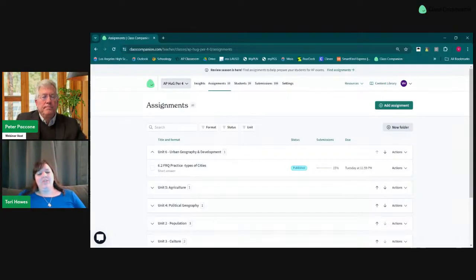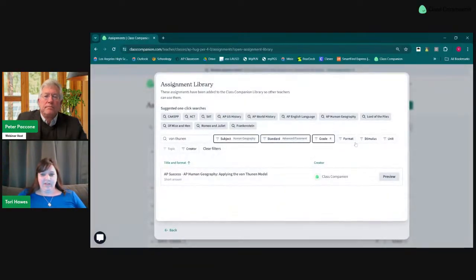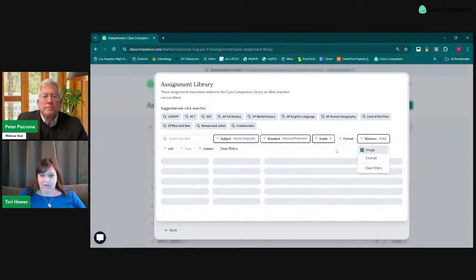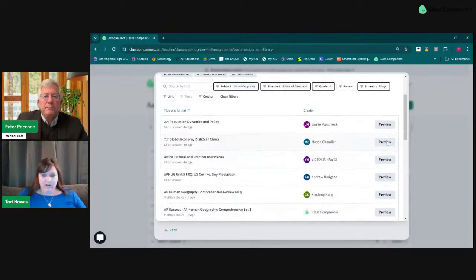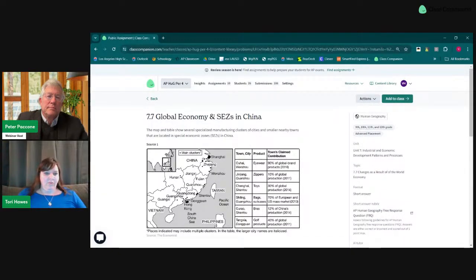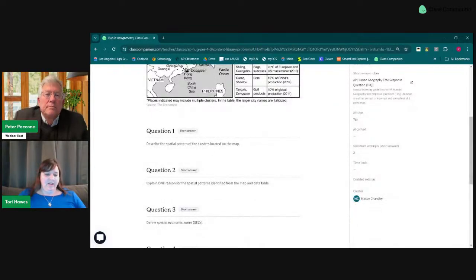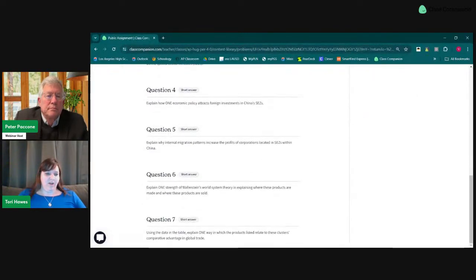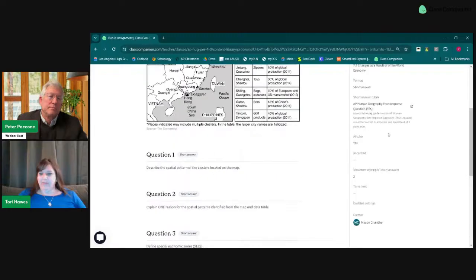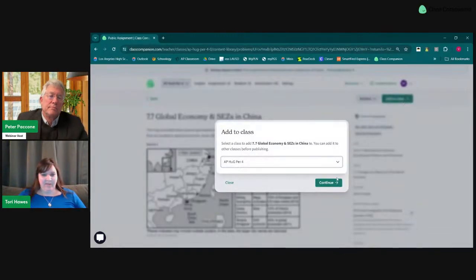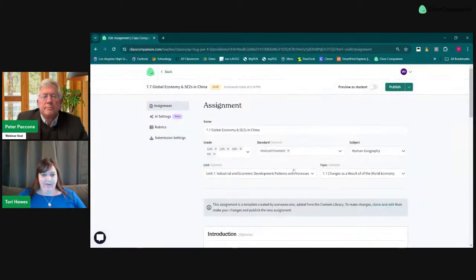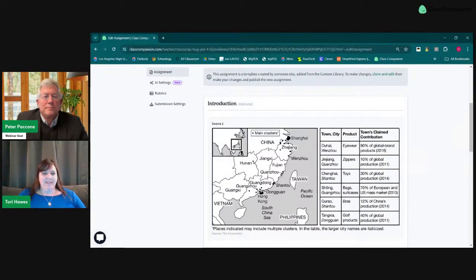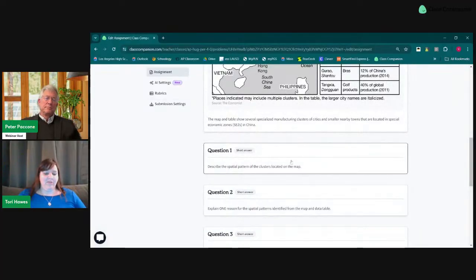And those ones also don't always give a stimulus that the students have to respond to. Let me see if I can try one with a stimulus and maybe that'll give me what I need. Image. Let's try this one. So with an actual stimulus here, describe the spatial pattern, explain one. I'll try this one and add to class. Let's see if it wants to work this time. There we go. So it says this template's created by someone else, clone, then edit, and then you can actually make those changes yourself.